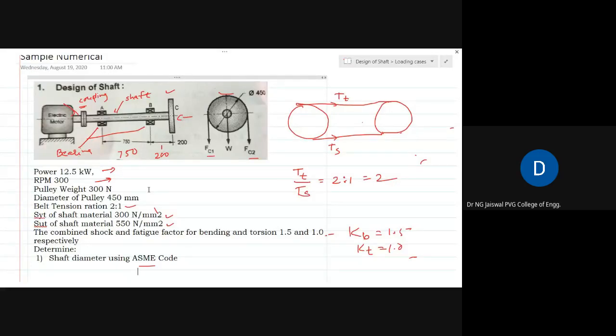Another loading, which is not seen on the picture here, is the torsional moment, because power is given and RPM is given. If power and RPM both are given in any problem, immediately you should tend to write the torque. Torque is equal to power divided by omega, where omega is 2 pi N by 60, and N is the RPM of the shaft. So if power and RPM are given, you can immediately find out the torque.